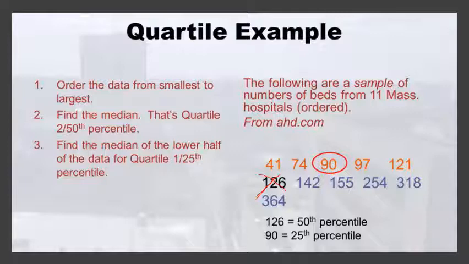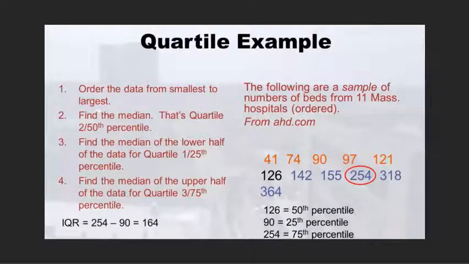Now to find the first quartile, we're going to look at the smaller half of our data set, our first half, which is this group of numbers. Now we have to find the median of that group of numbers, which is 90. So 90 is going to be our first quartile or 25th percentile.